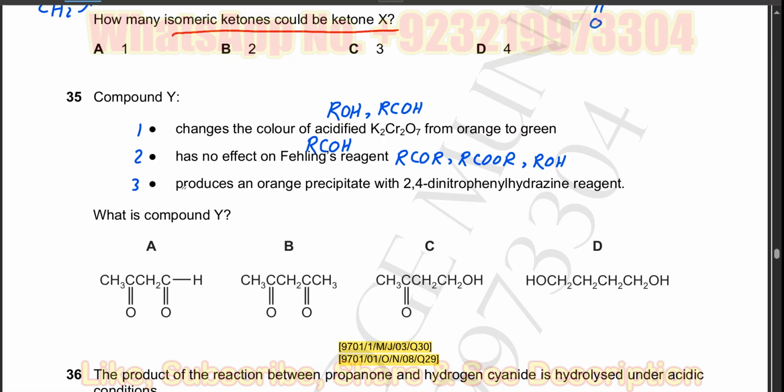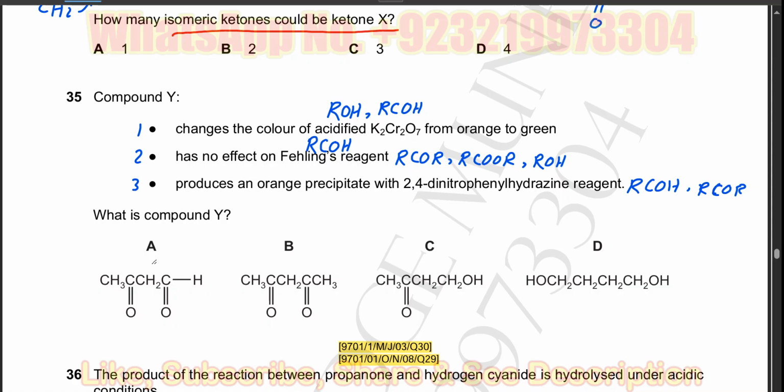And about the third point, which compound can give me a precipitate with 2,4-dinitrophenylhydrazine, 2,4-DNPH. Both the aldehyde and the ketone can give me this test. So all these can give me the test. So considering these 3 points, I need to see which is possible and which is not.